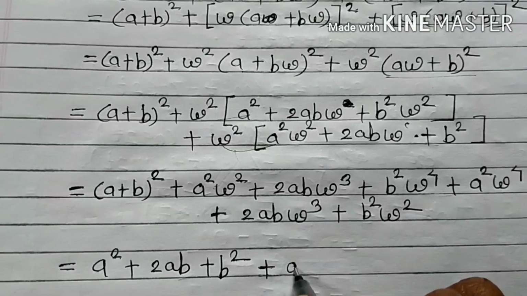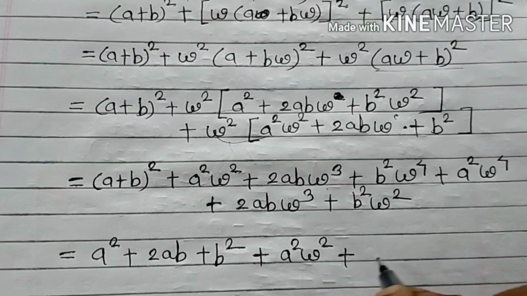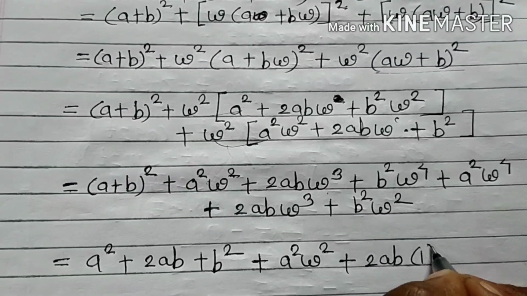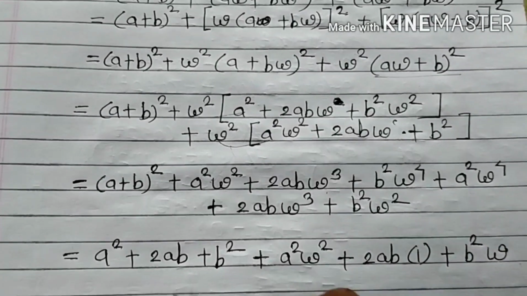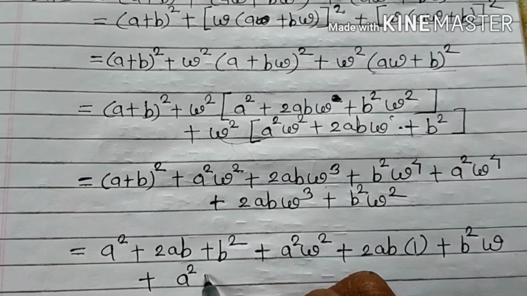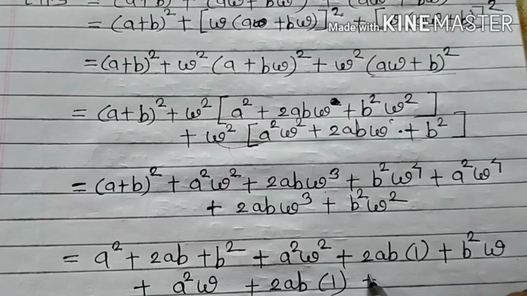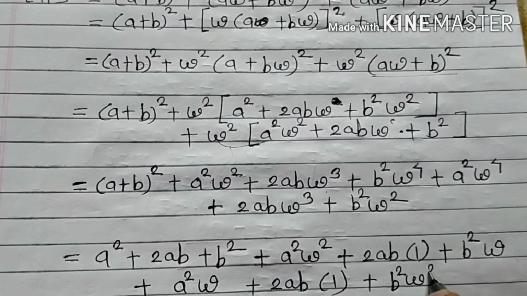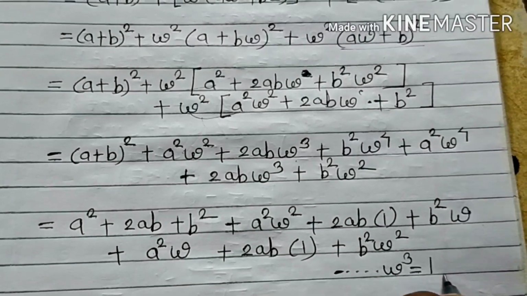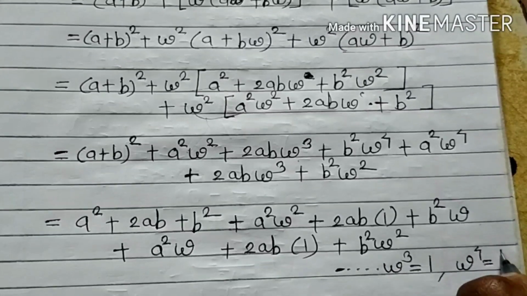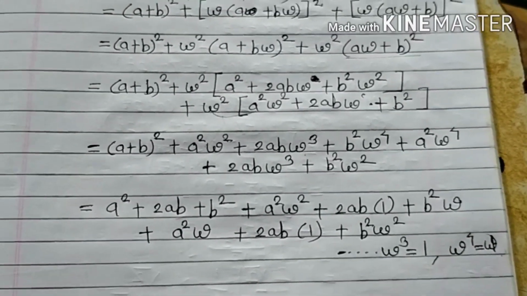Now we know that omega cube is 1, so here write 2ab into 1 plus b square omega raised to 4 is omega, plus a square omega raised to 4 is omega, plus 2ab into 1 plus b square omega square. You can write here the reason: omega cube equal to 1 and omega raised to 4 is equal to omega. We already saw that in our properties.